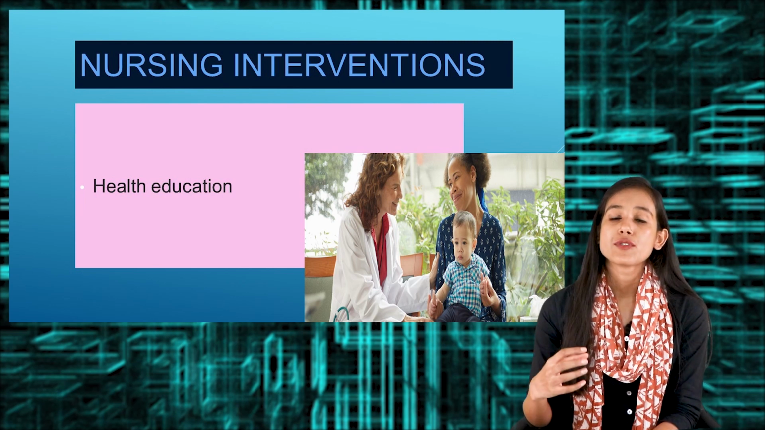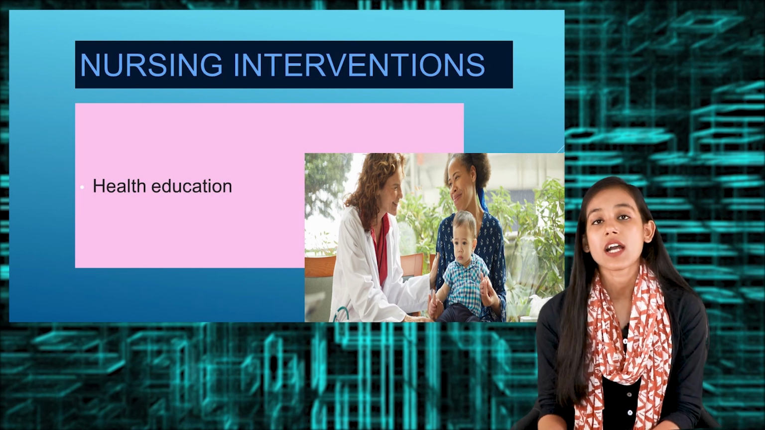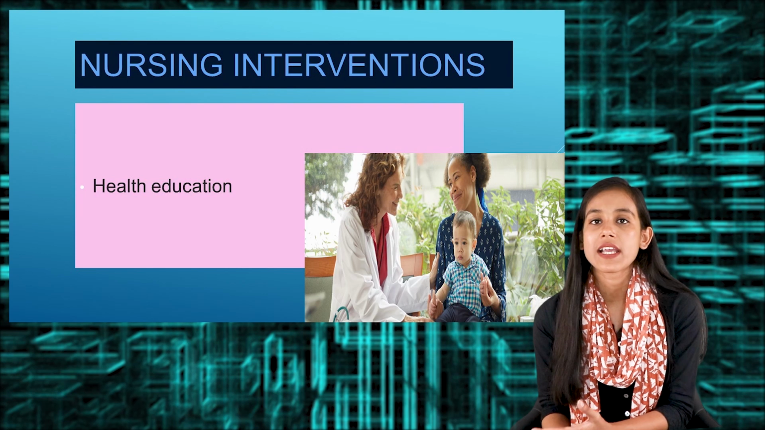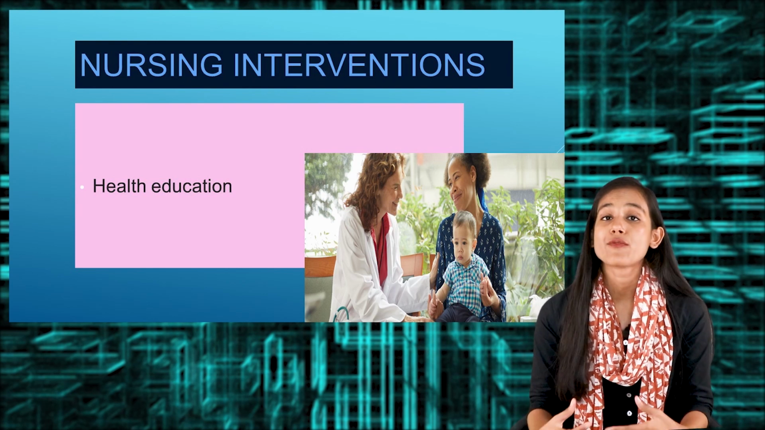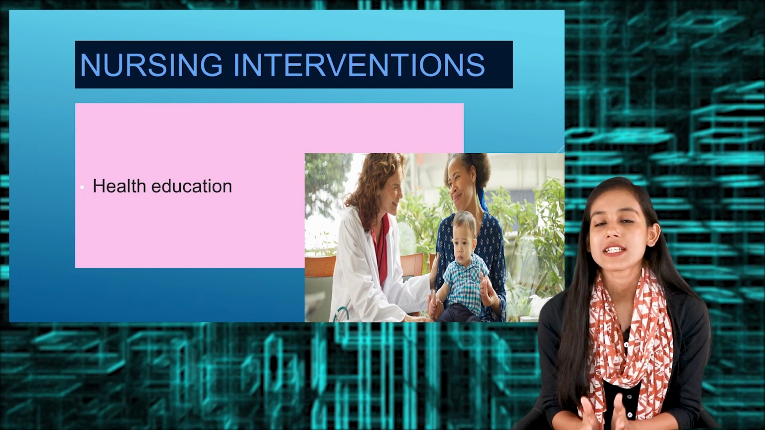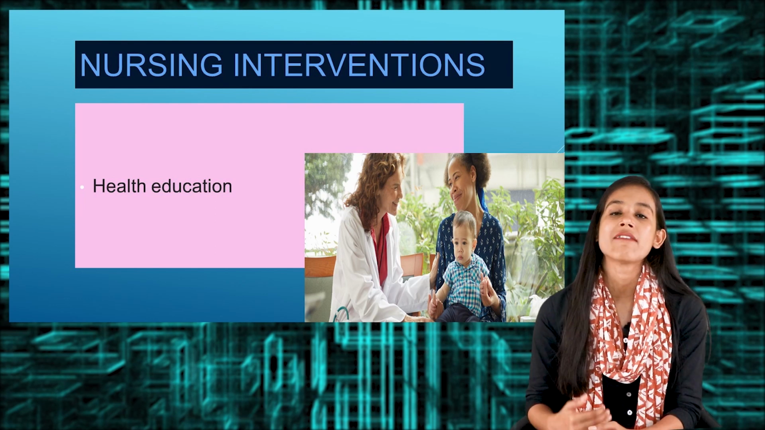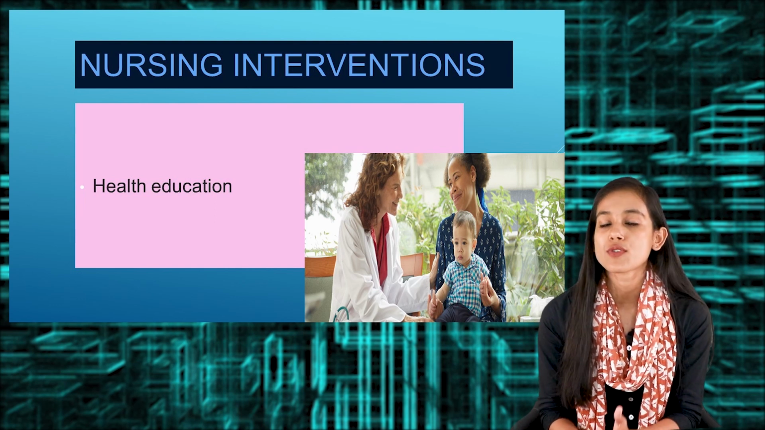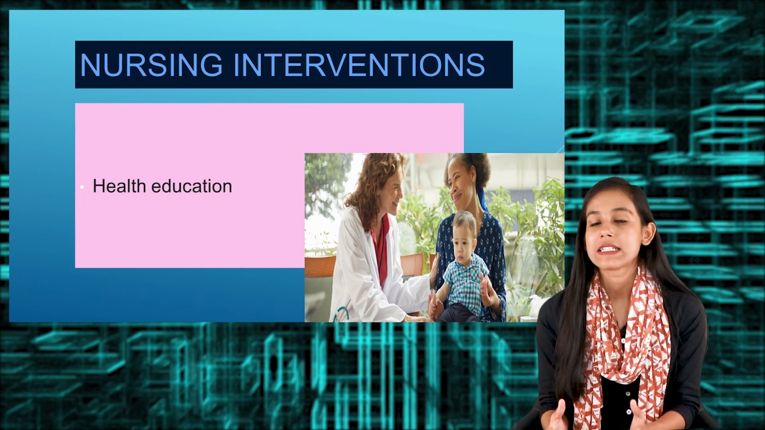And also you should encourage them for genetic counseling and testing. So in future, if they plan for another child, they should be aware that this condition is there in their family, so they might have another child with thalassemia. So they should be aware of these things. So you have to educate them about these things.